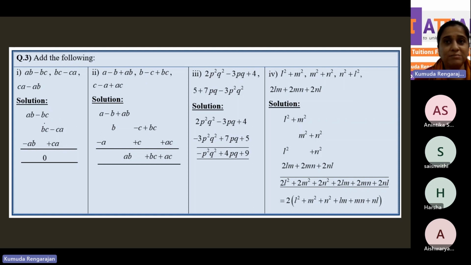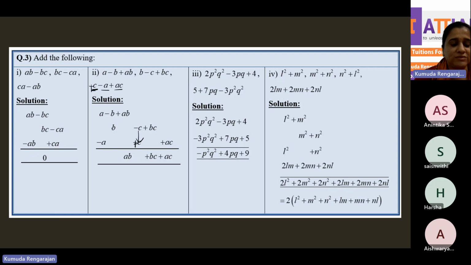So just place the terms. You can see that the placing is very important. If you find like terms, place them one below the other. Like terms, place them one below the other. So now see here, when you're writing the C, C minus A plus AC, there is C here. Below C, you should write C. But what is the C? It's plus C. So put a sign.